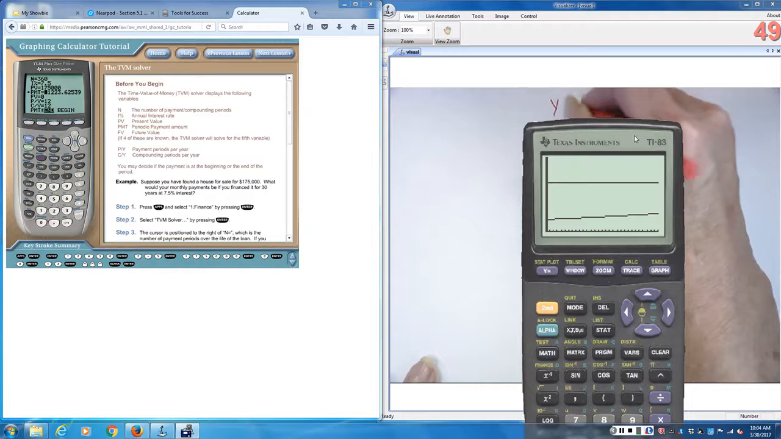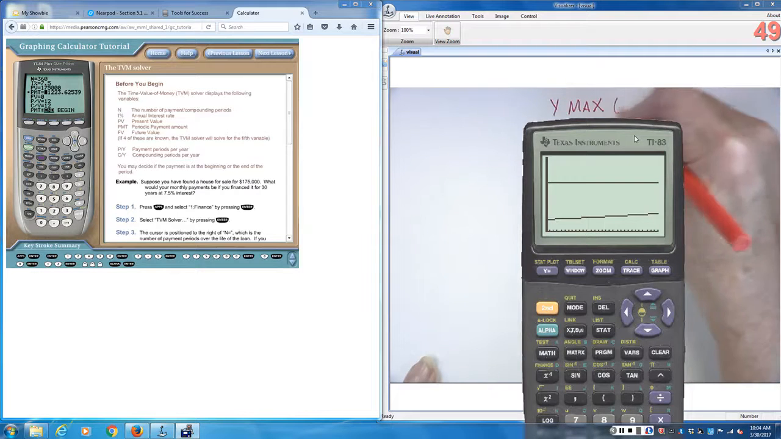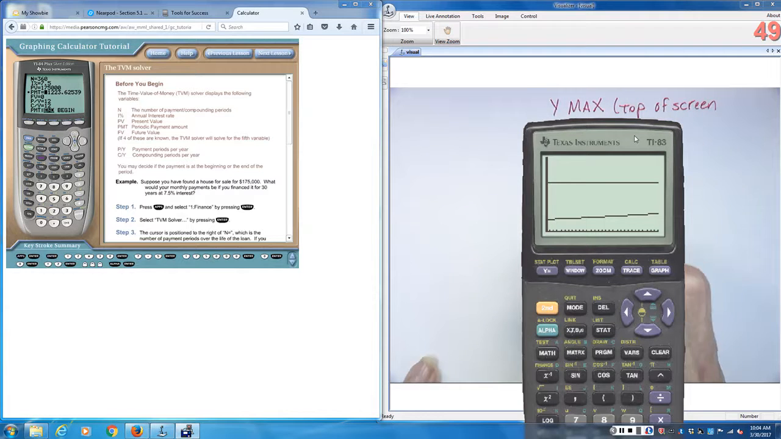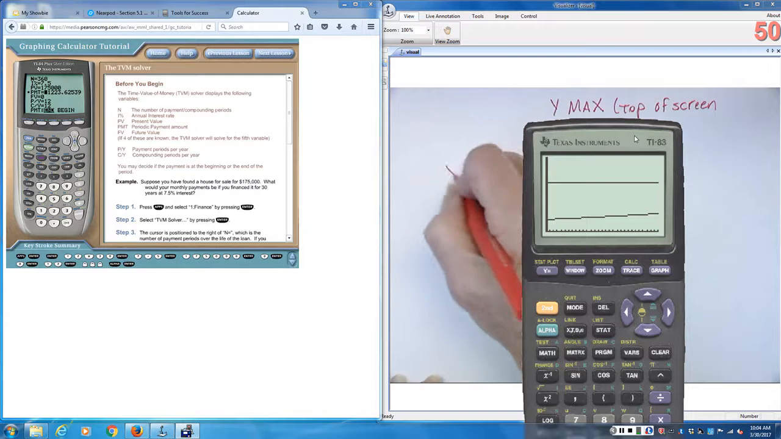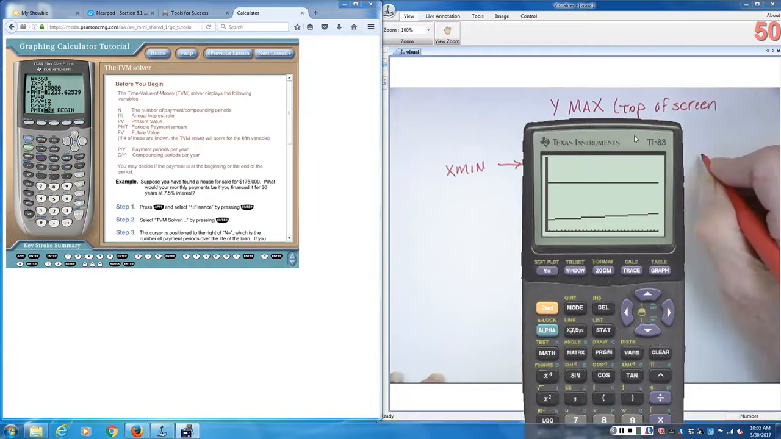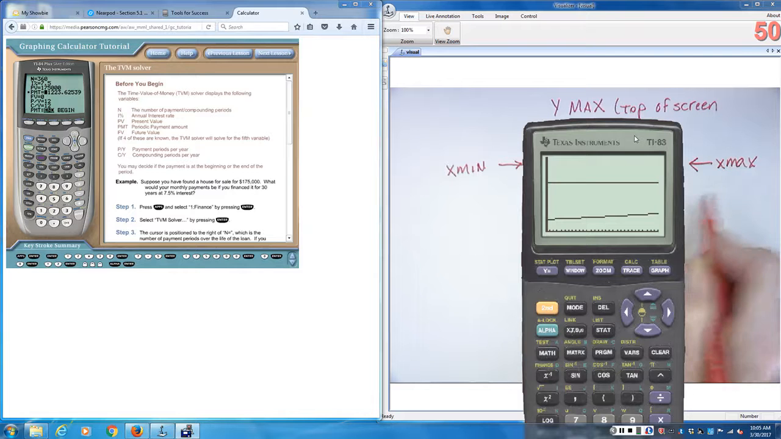Y max is at the top of your screen. Y min is at the bottom of the screen, obviously. It's not going to go below that. This is X min on this side, and this is X max on that side. So if I need to see further in that direction, what I need to do is raise X max.